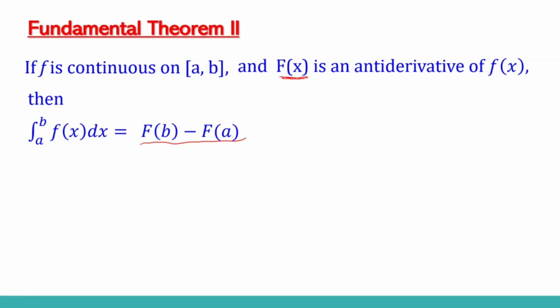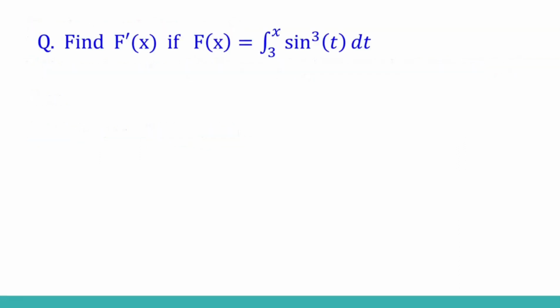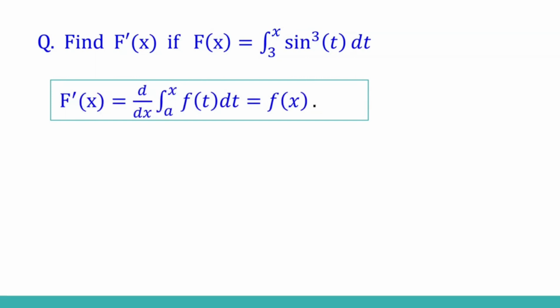So let's have some examples for fundamental theorem 1. The first question: find the derivative F'(x) if F(x) is the integral from 3 to x of sin^3(t) dt. This is the simplest example we have. Here the variable is x. We just apply the fundamental theorem formula, and we get the derivative of the function as sin^3, with t replaced by x.